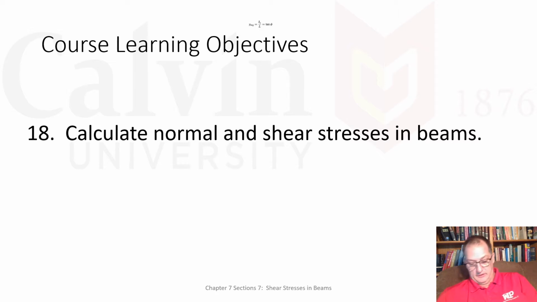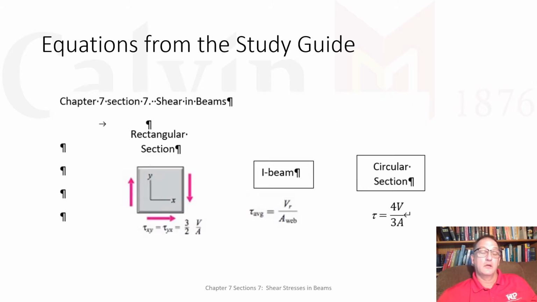The goal from this section is really the extension of 18, calculating normal and shear stresses. These are the transverse shear stresses in beams, so this is a little bit different. And we're going to wind up with some different equations for this. We're going to actually wind up with a collection of 3 shortcuts. Those equations look like this. Right off the study guide, we get a formula for the shear stress.